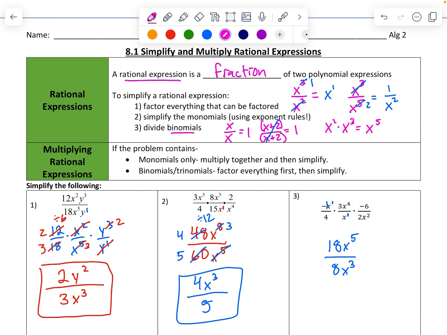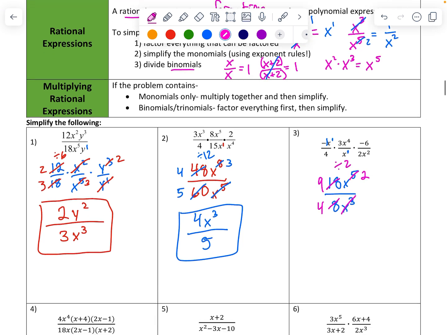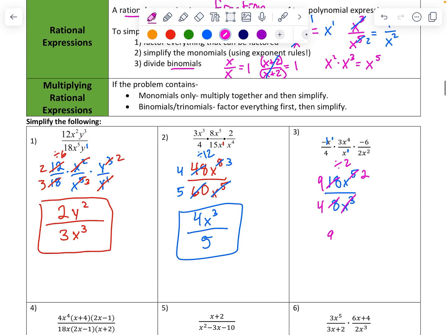Then I can try to simplify, so the numbers, I look at those and I say I could divide both of those numbers by 2. So this turns into a 9, this turns into a 4. The x's, we would subtract them, so 5 minus 3 equals 2. And the bigger one's on top, so it stays on the top. So I'm left with a 9 on the top and an x squared and a 4 on the bottom.